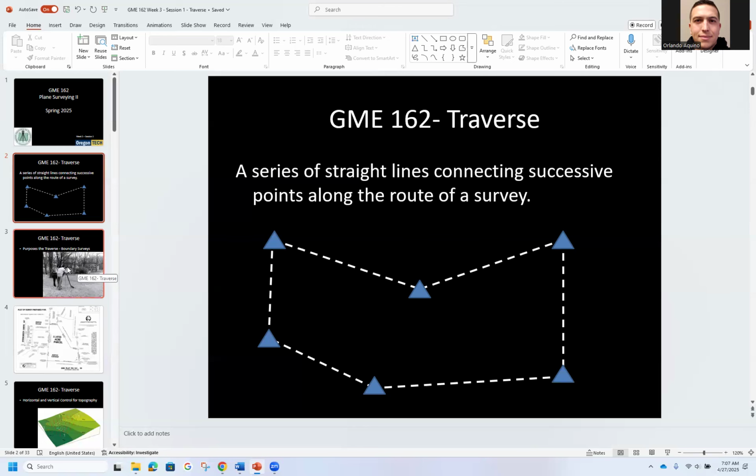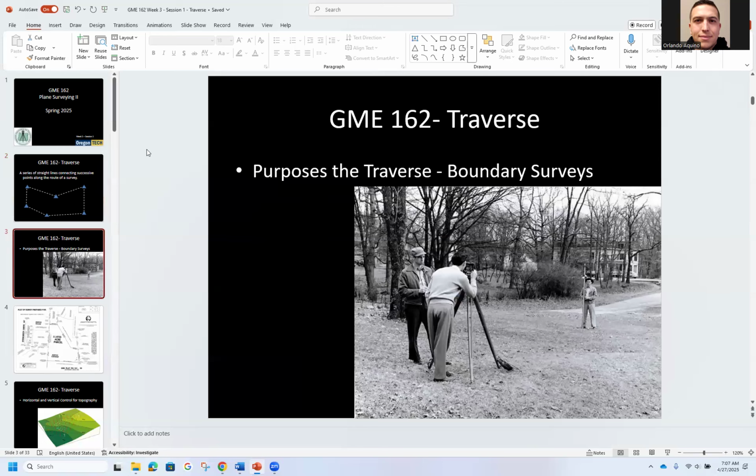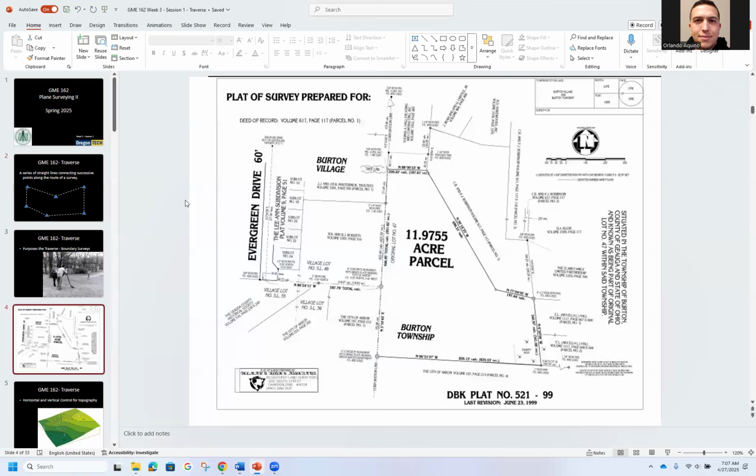As for the purposes of the survey, we have boundary surveys, right? We can do boundary surveys with this. So here's an example of a plat. This is a big parcel, 1197 acres. I'm running through this highlighted area here. This is the property that was surveyed.